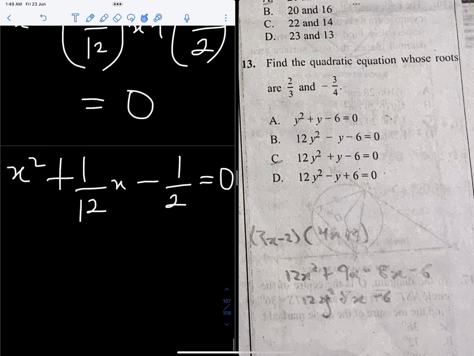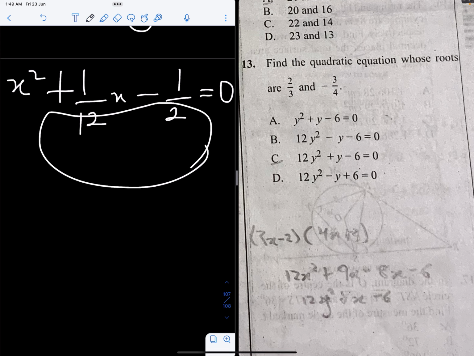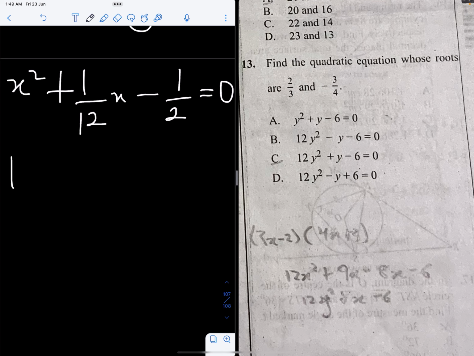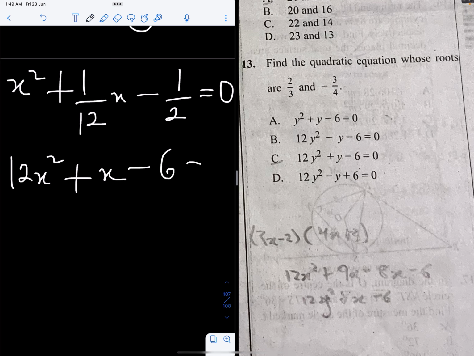We have to clear the fractions, and we can do that by multiplying through by the LCM of all the denominators. The LCM of the denominators is 12. So we're multiplying through by 12. 12 times x squared is 12x squared, plus 12 times 1 over 12 x is x, minus 12 times 1 over 2 is 6, equals 0.